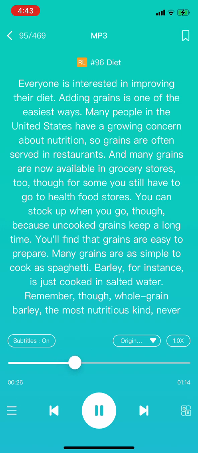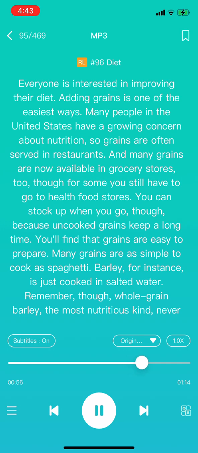You'll find that grains are easy to prepare. Many grains are as simple to cook as spaghetti. Barley, for instance, is just cooked in salted water. Remember, though, whole grain barley, the most nutritious kind, never will get as tender as spaghetti, no matter how long it's cooked. Grain-based salads are easy, too. Just use grains left over from a hot meal. You can even put together a grain salad hours before you need it, since grains don't wilt like lettuce does.